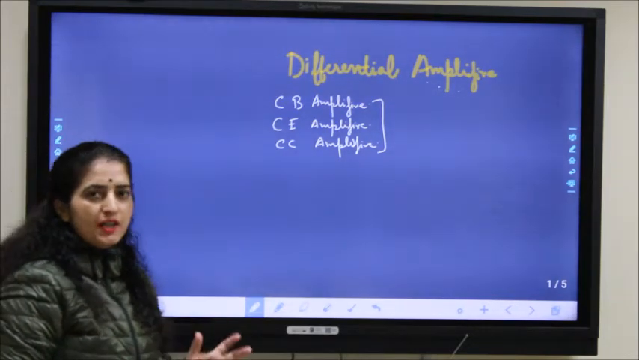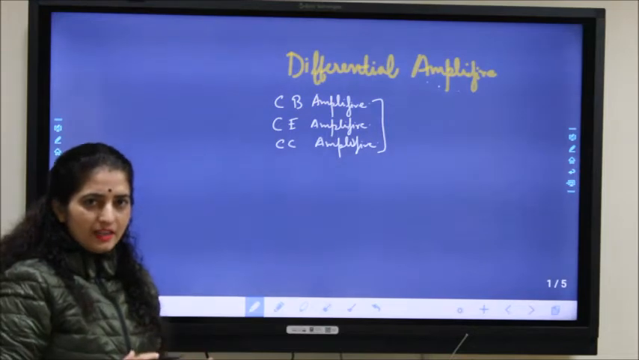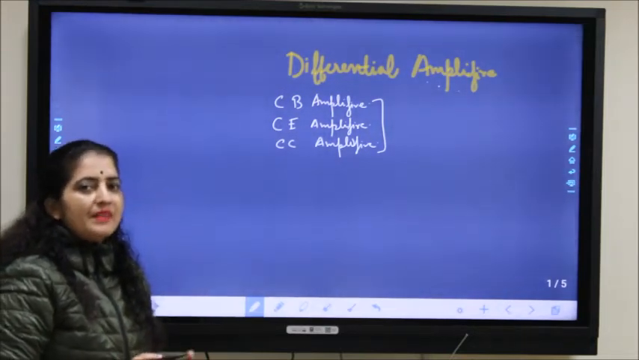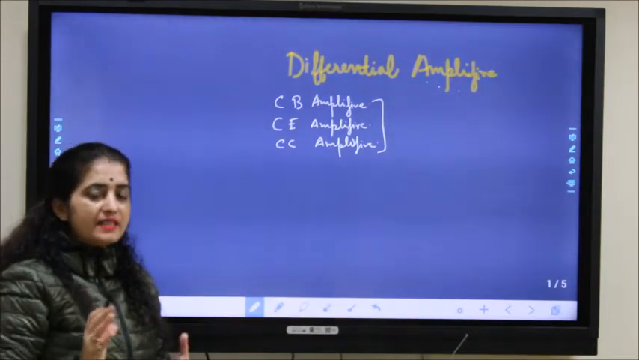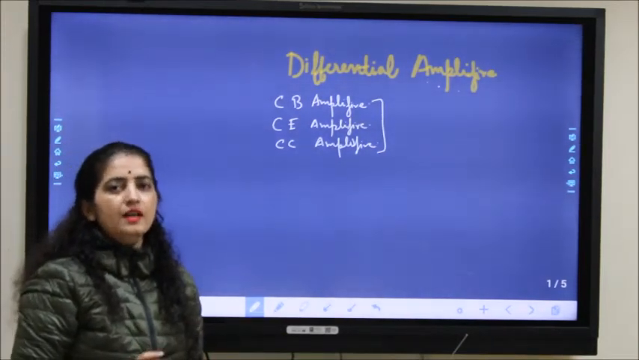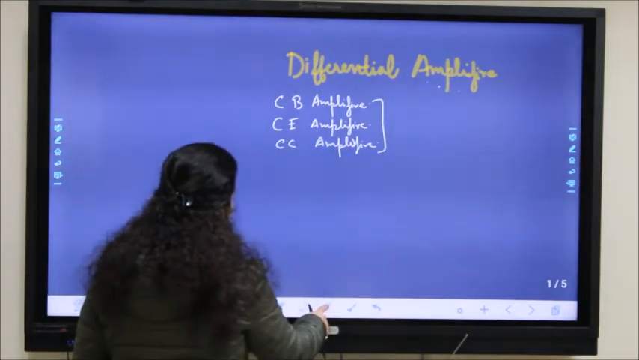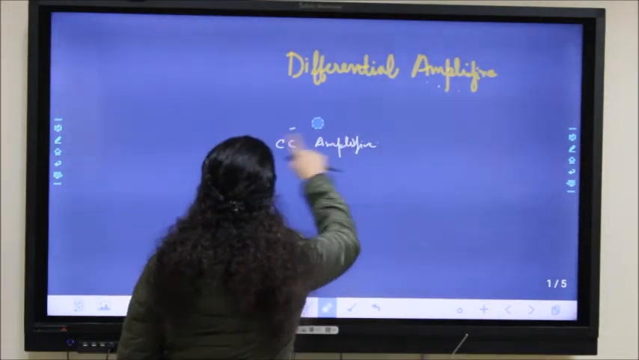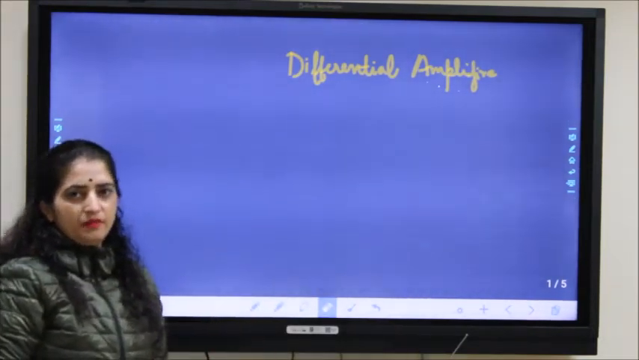Differential amplifier is a composite amplifier, and in this lecture we will discuss the AC analysis, DC analysis and the basic circuit diagrams of the differential amplifier. So let us discuss one by one. Now, what is a differential amplifier?